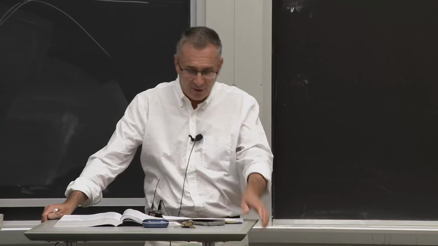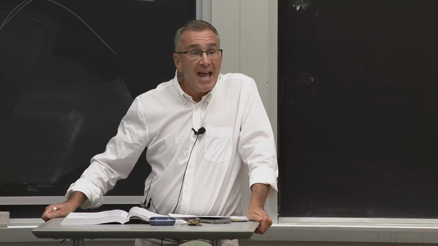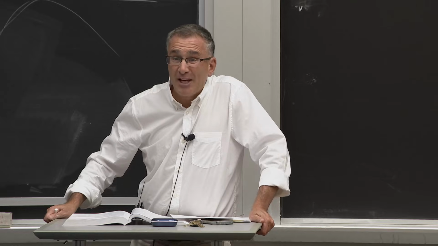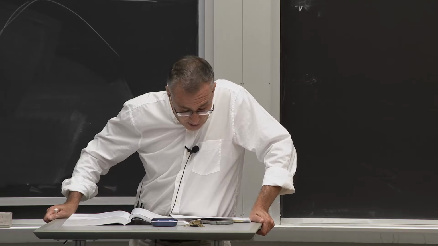Anyway, Ava and Jack are 2 of my kids. And let's imagine that they have a willingness to pay for fireworks. Let's say Ava's willingness to pay is depicted in panel A, Jack's in panel B, and the total social willingness to pay in panel C. Just like we did with Ben and Jerry. It's their willingness to pay for fireworks. Okay?